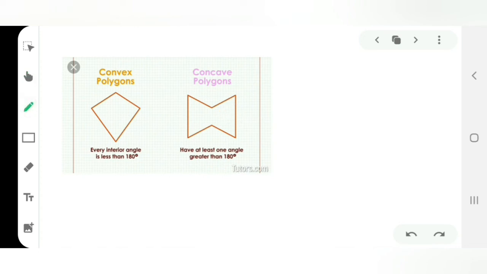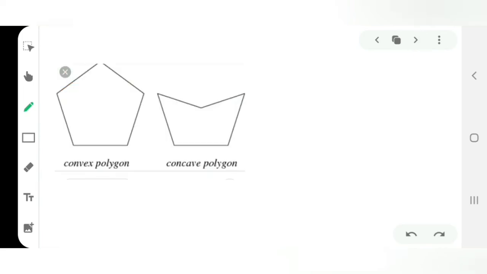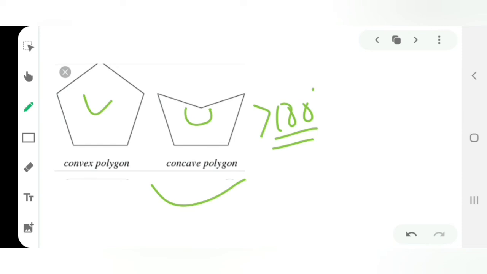Means to identify whether a polygon is concave or convex, see, if any sharp edge comes inside the polygon like this, this is making a reflex angle which is greater than 180 degree. Okay, so it will always be a concave polygon. Similarly, you can see here all angles are less than 180 degree, but here this angle is greater than 180 degree. So this is called a concave polygon.